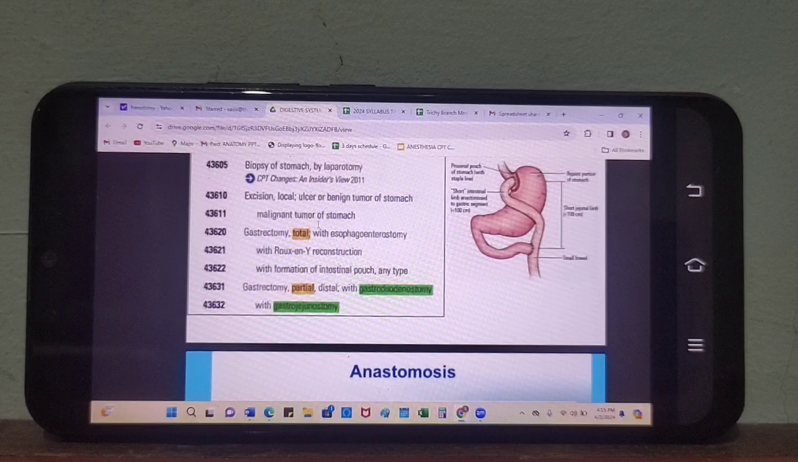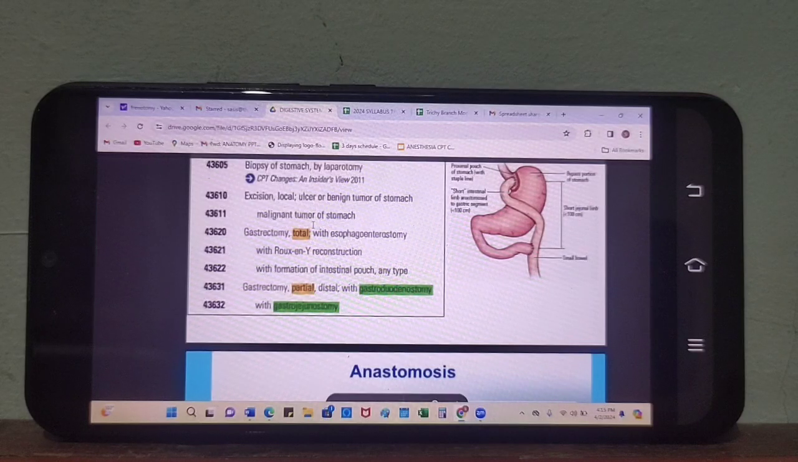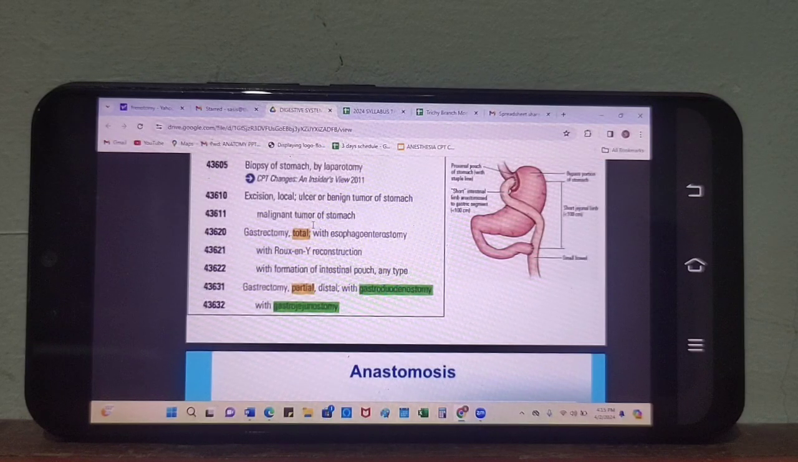Yeah. So total or near total. That means the doctor completely removes the stomach.